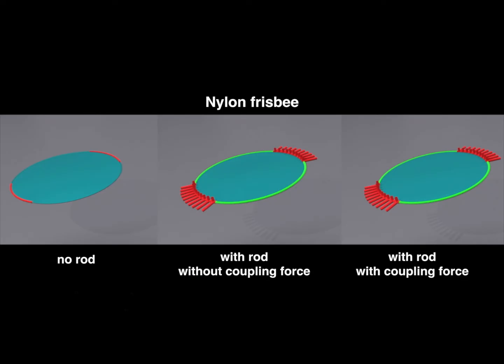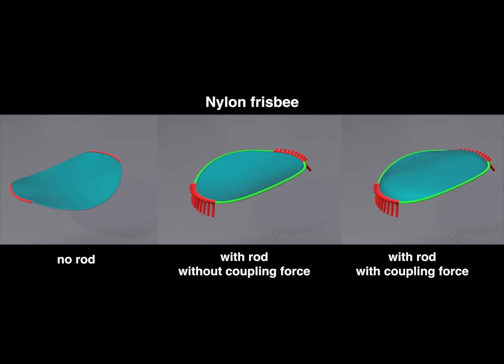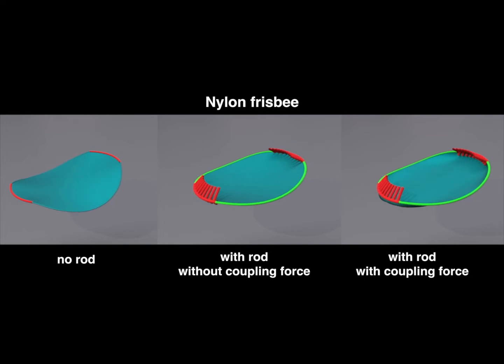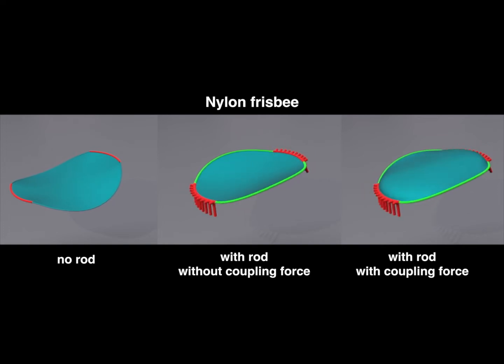Next, we look at curve connections. This nylon frisbee example illustrates three possible distinct behaviors for three geometrically identical meshes. On the left, the frisbee has no embedded rod. In the middle, a stiff rod is embedded into the boundary without rotational coupling and then rotated along the red region. On the right, the same rotating rod is rotationally coupled.